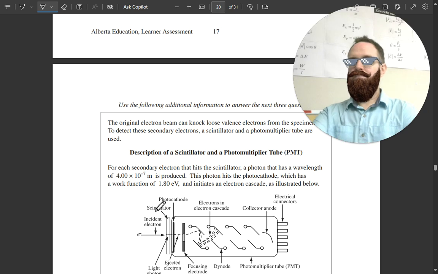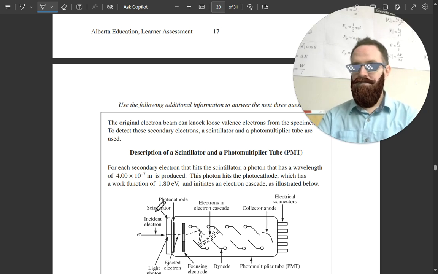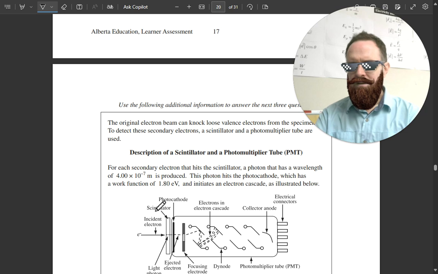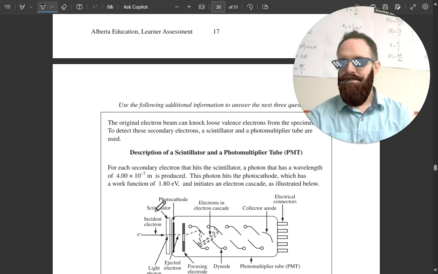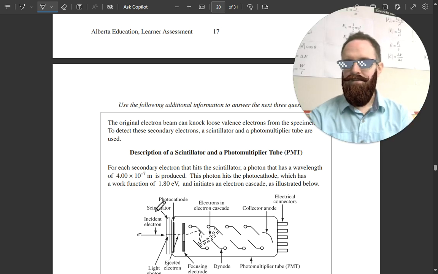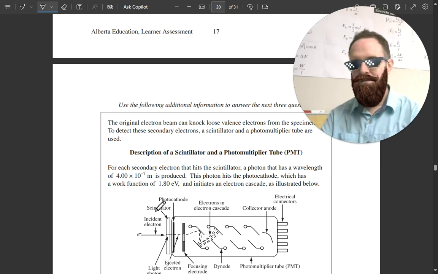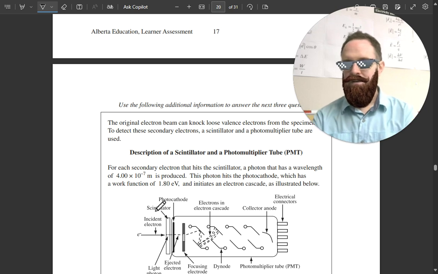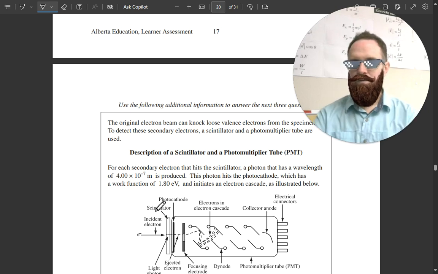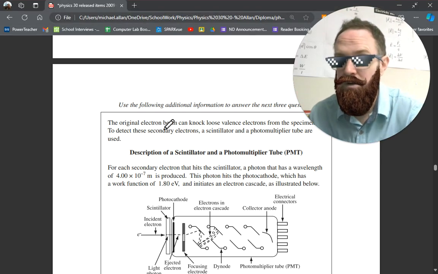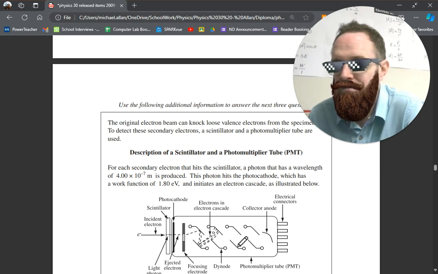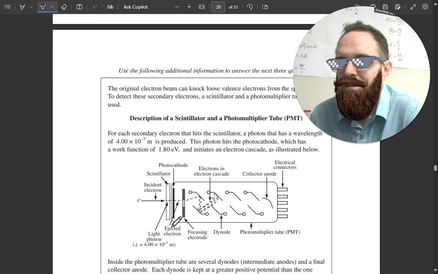Okay. The original electron beam can knock loose valence electrons from the specimen. To detect a secondary electron, a scintillator or photomultiplier tubes are used. All right. For each secondary electron, man, some of the stuff these guys think of is crazy. So this is a photomultiplier tube, a PMT. Each secondary electron hits a scintillator, and a photon that has a wavelength of blah, blah, blah is produced. Okay. This photon hits the photocathode, which has a work function of 1.8 electron volts, and initiates a photocascade as illustrated below. All right, so it comes along, hits that, creates this photocascade. That's pretty cool. All right.